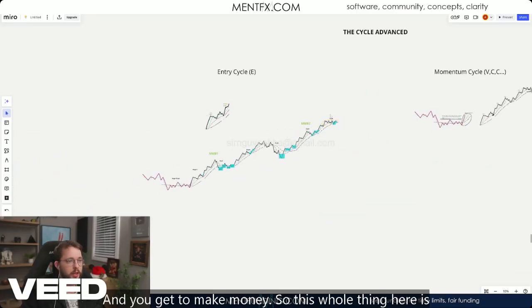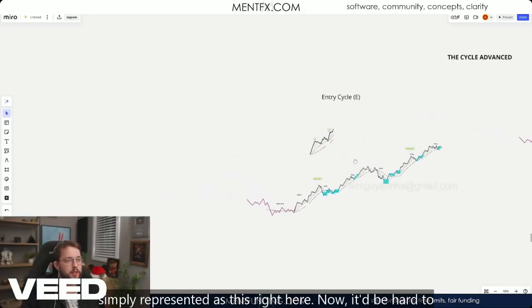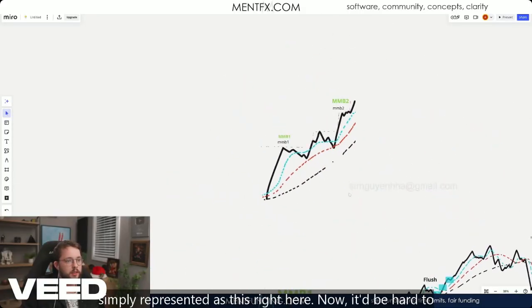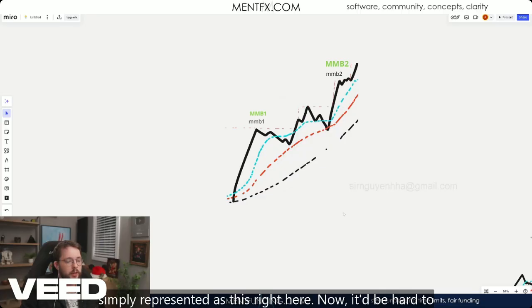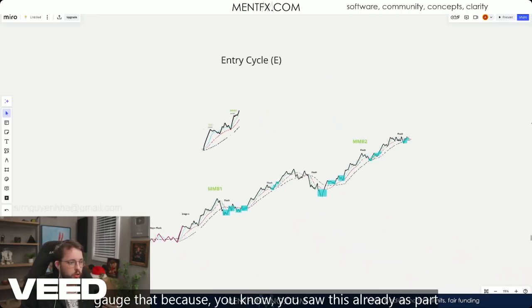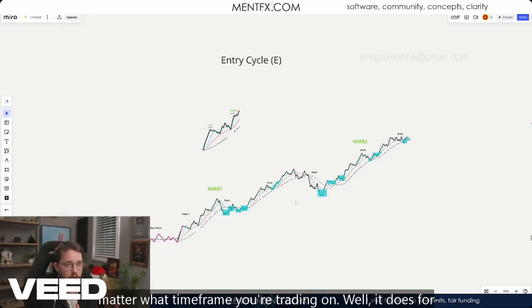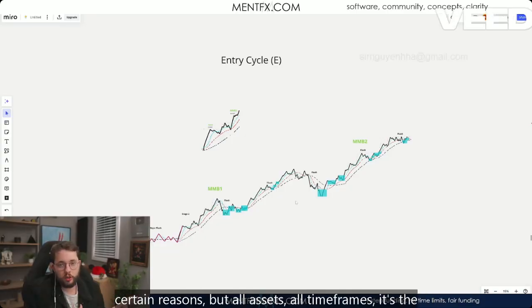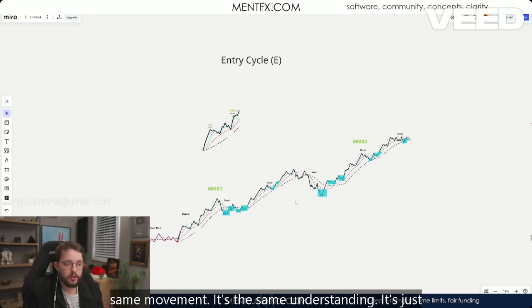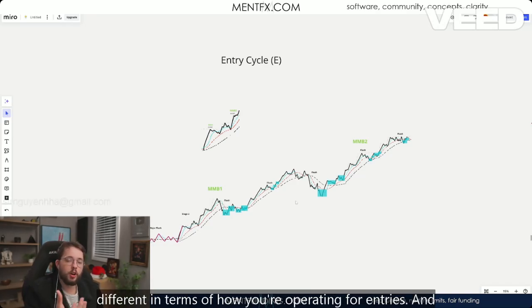So this whole thing here is simply represented as this right here. Now, it might be hard to gauge that because you saw this already as part of the momentum cycle, but now I'm teaching you to look at it as the entry cycle, because guess what? There is nothing new about any time frame you use. Like I said, it doesn't matter what time frame you're trading on. Well, it does for certain reasons, but all assets, all time frames, it's the same movement. It's the same understanding. It's just different in terms of how you're operating for entries.